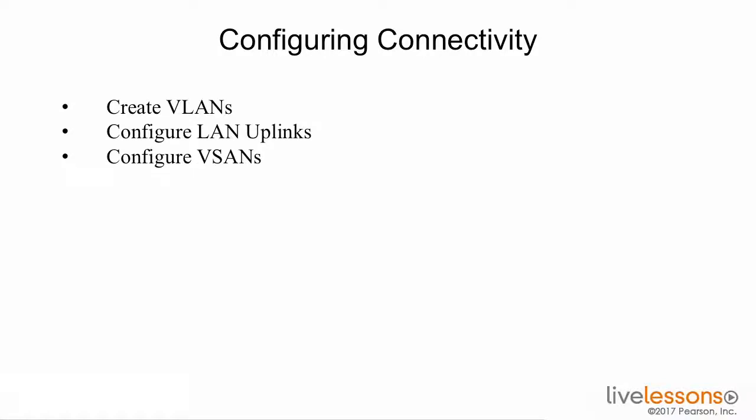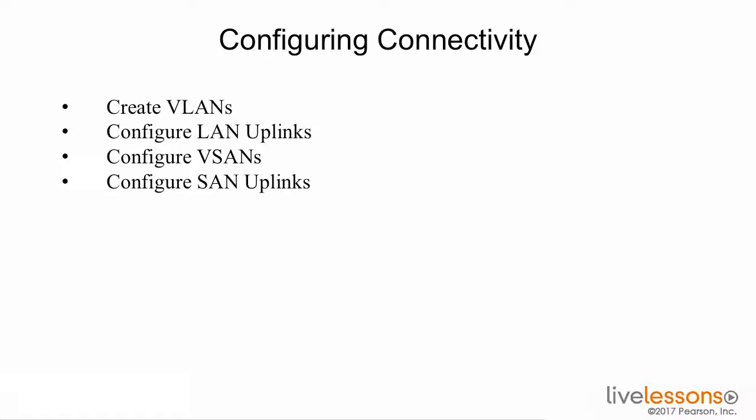In this lesson, we're going to be configuring UCS connectivity. The first thing we're going to do is create the VLANs that we want for our servers to be able to use on the local area network. The second thing we're going to do is configure which ports we want to use for the LAN uplinks. The third thing we're going to do is create the storage vSANs. In some cases, there may only be two, one for Fabric A and one for Fabric B.